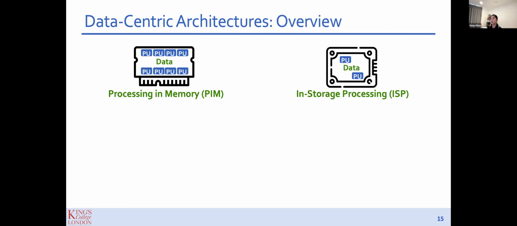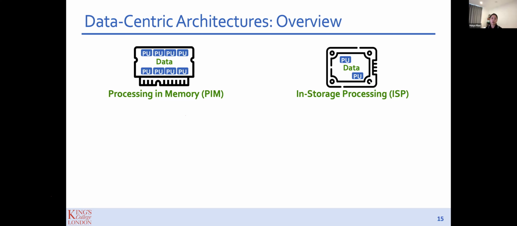So here is the overview of the data-centric architectures. One is called processing in memory, which is the popular one. The other is called in-storage processing. Of course, we also have processing in cache, meaning processing in SRAM. But in this talk, we mainly focus on processing in memory because this is the biggest bottleneck nowadays, and we have a lot of data movement between the memory side and the CPU and GPU side.